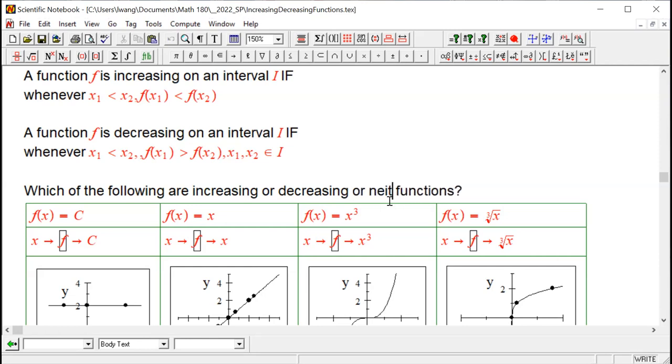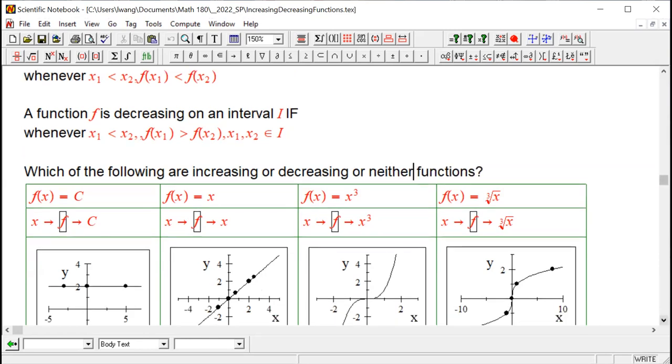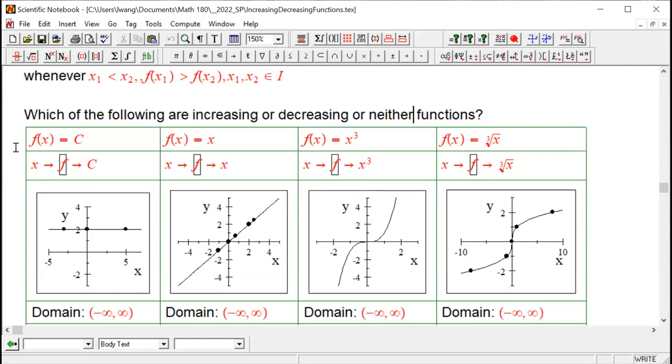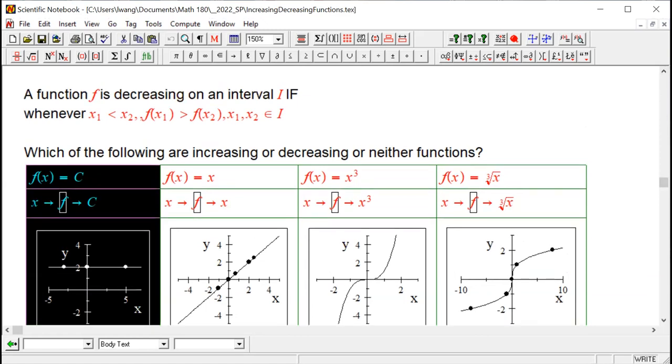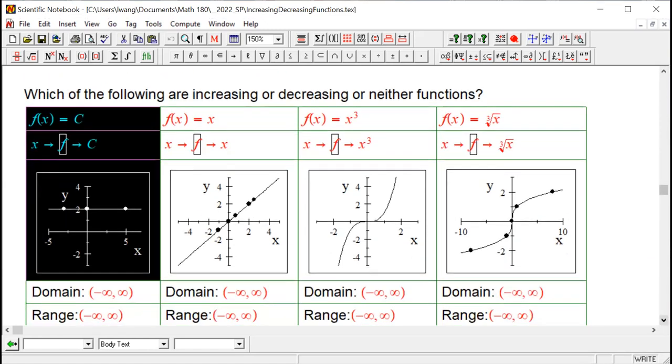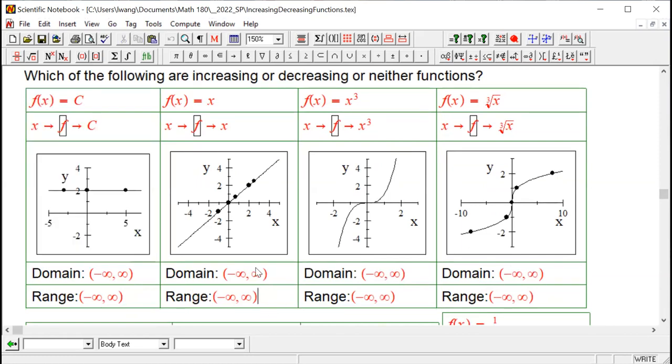Or neither. For example, the first one: it doesn't matter what the input is, when the inputs are not the same, the output is always the same. So this first one is neither increasing nor decreasing. So there are functions that are neither increasing nor decreasing. How about this one? This is neither increasing nor decreasing on the entire domain. Whenever we mention increasing or decreasing, we should be addressing the interval at which it is increasing or decreasing. For example, this one.